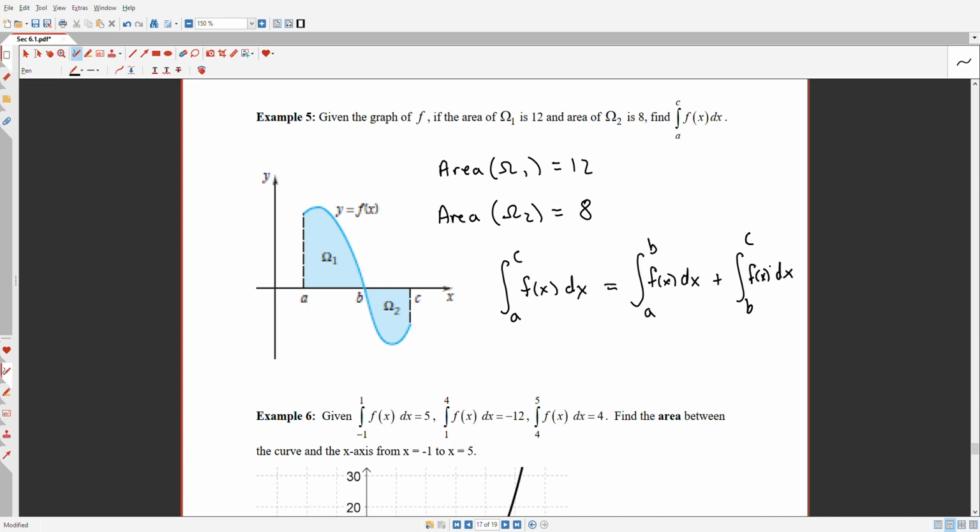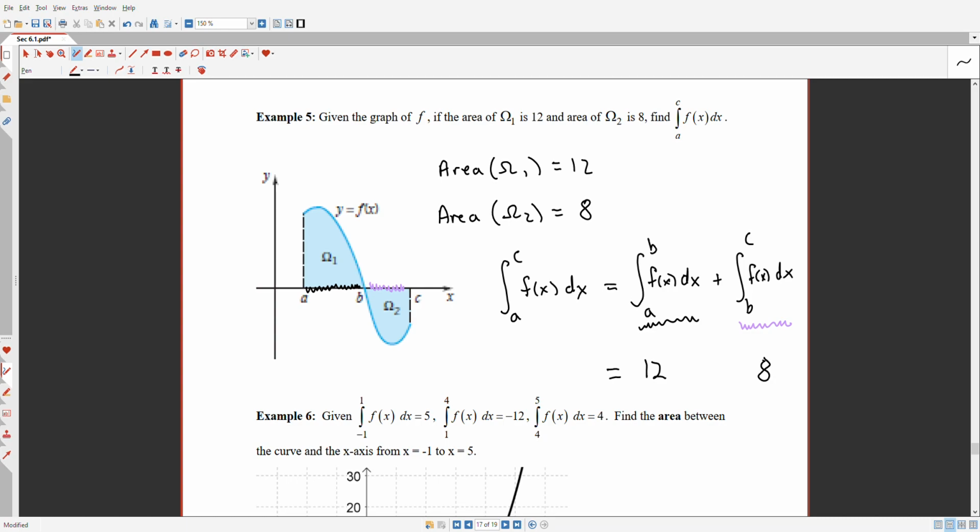What I'm really saying is, oh, I could compute the area relevant to that piece from a to b, that's this, and then compute the signed area relevant to this piece from b to c, that's this. And oh my gosh, they already told me what these two numbers are. They said the area under f of x from a to b, that's the area of omega 1, that's 12. And the area of omega 2 is 8.